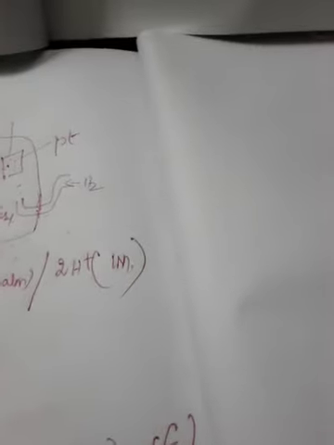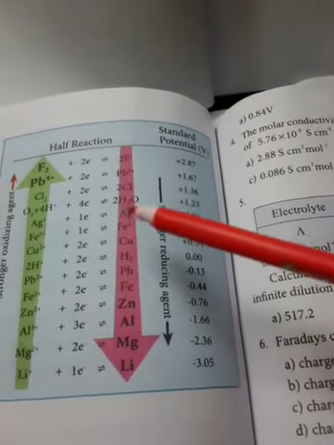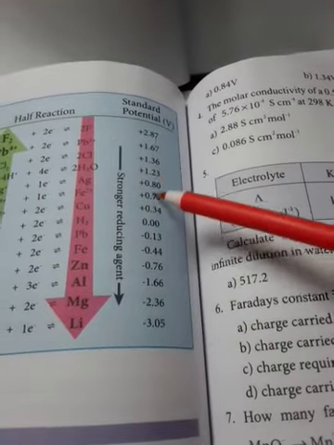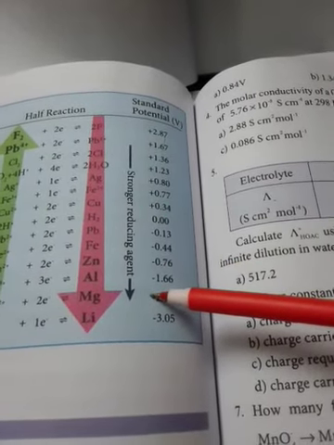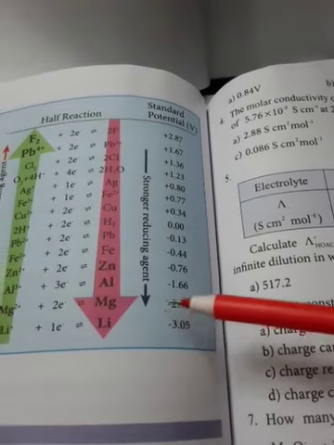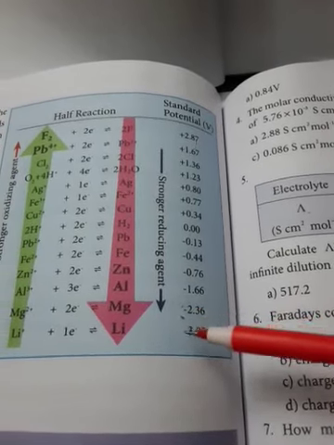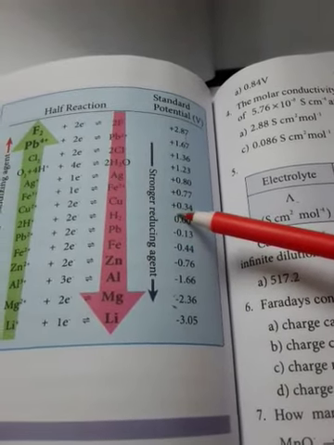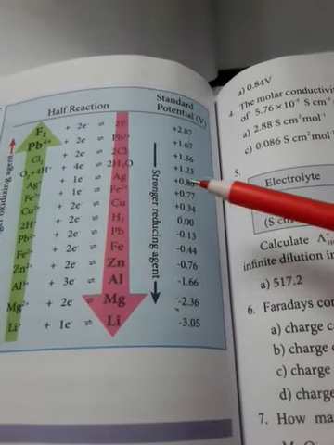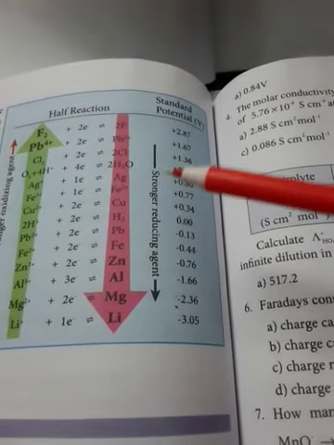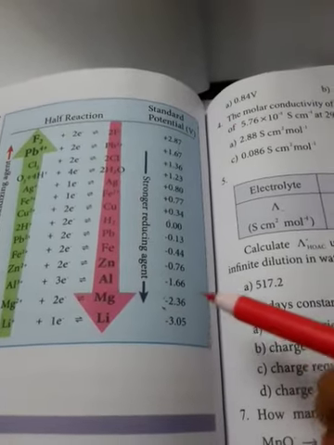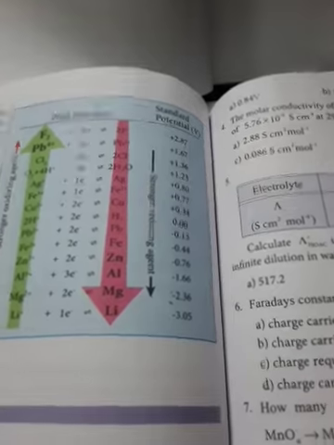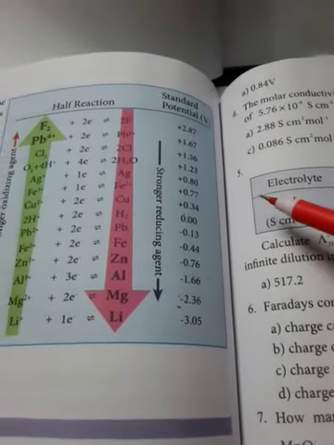It is given in the book page number 62. That is called the electrochemical series. The values are arranged in the decreasing order of their standard electrode potential. So the standard reduction potential E naught is a measure of the oxidizing tendency of the species. The greater the E naught value, the greater is the tendency of the species to accept electrons and undergo reduction.